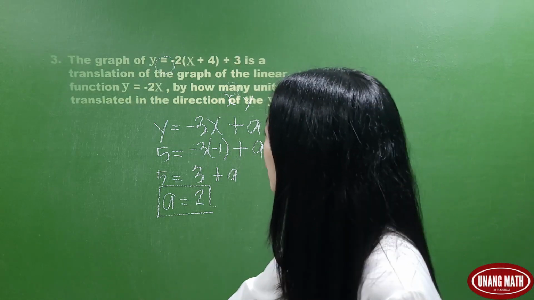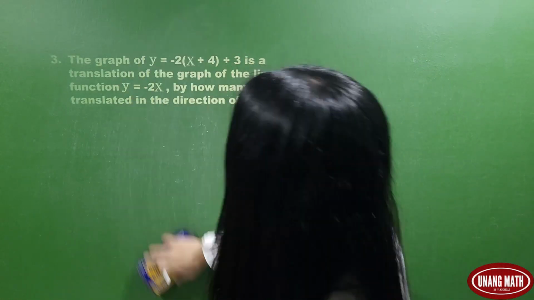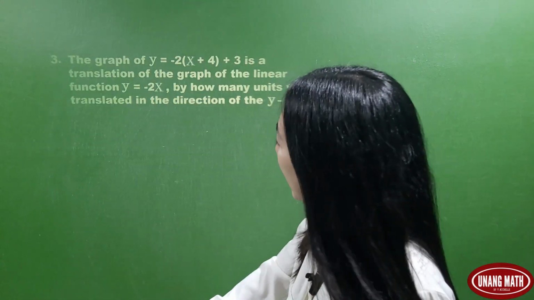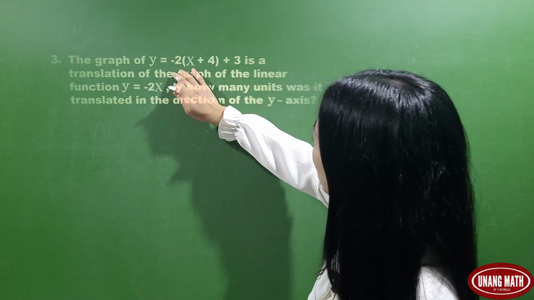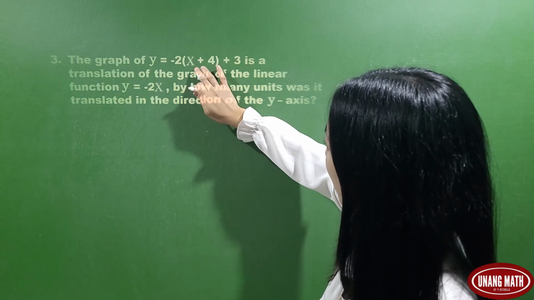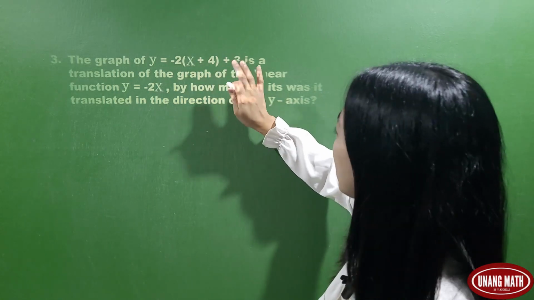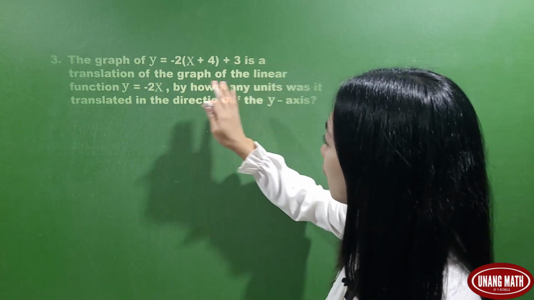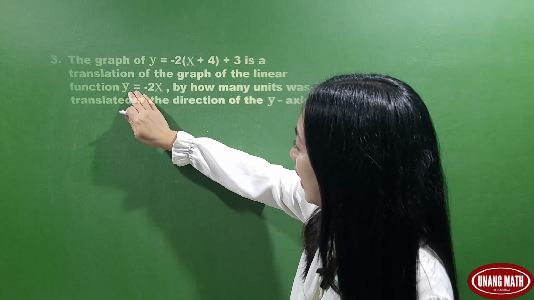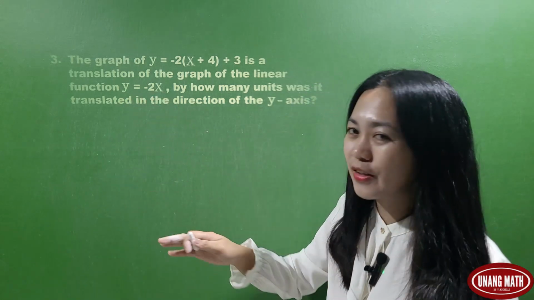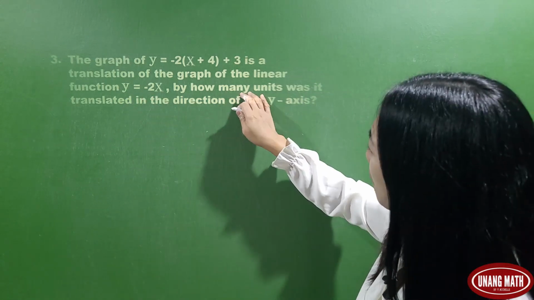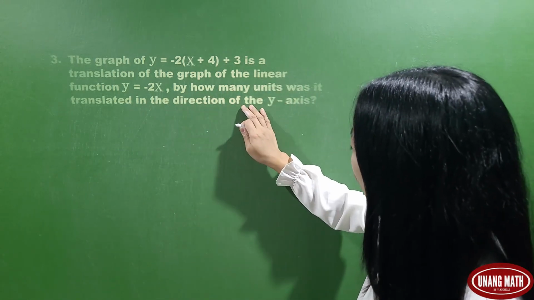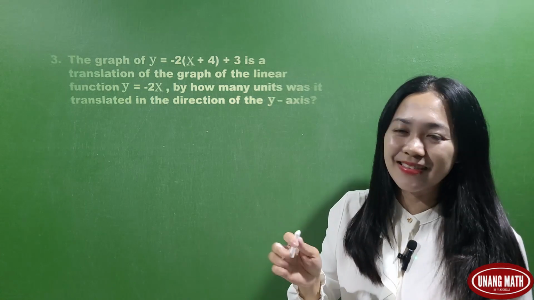Okay, moving on to the third problem. According to this problem, the graph of y = -2(x + 4) + 3 is a translation of the graph of the linear function y = -2x. By how many units was it translated in the direction of the y-axis?